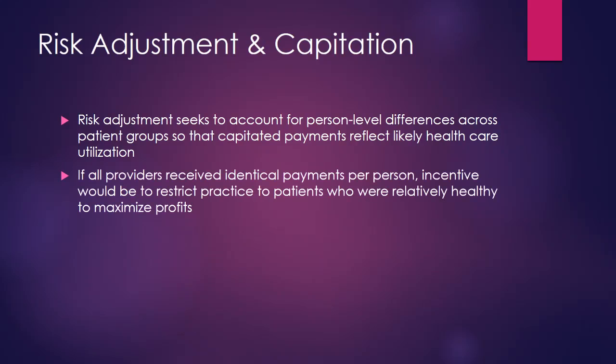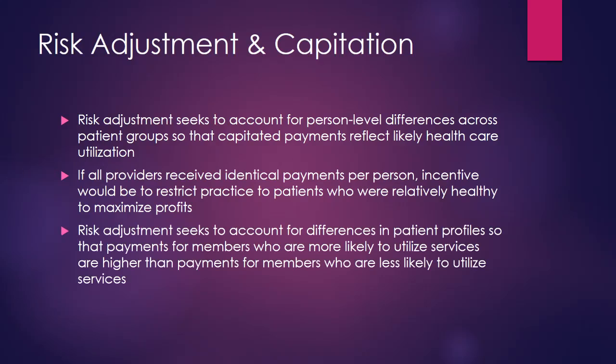Again, if all providers received identical payments per person, the incentive would be to restrict your practice to those healthier patients, the one like the 42-year-old woman, who are pretty healthy, and therefore we'd have higher profits. We'd have a surplus of money after providing all of the care that she needed, potentially in a year, rather than having a shortfall. But that's not the ideal situation.